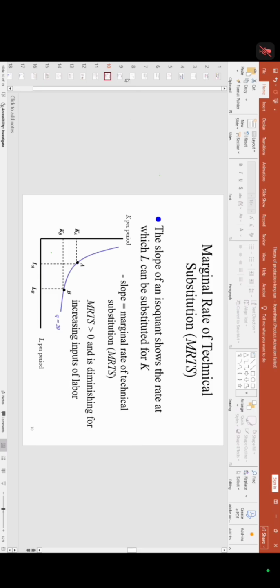So in the previous calculation you obtained a minus value, okay? So that means your MRTS is not more than 0 but lower than 0. That is not diminishing. But here, if you obtain a positive amount, MRTS is greater than 0, that is a diminishing increase in input of labor. Clear? Yes.